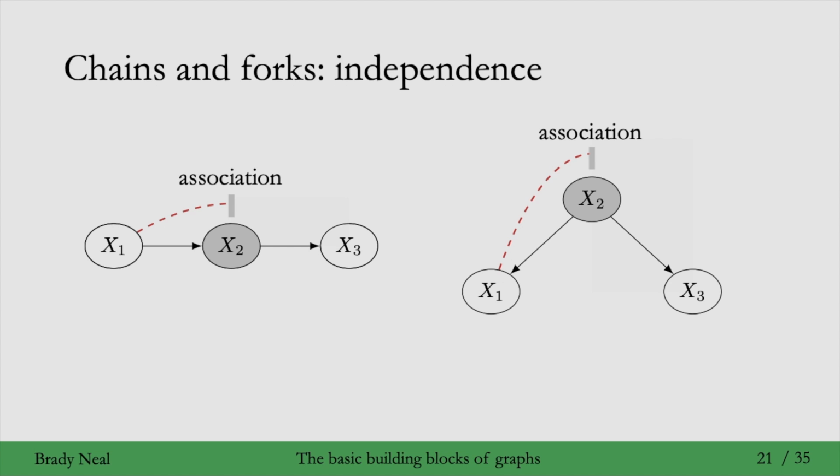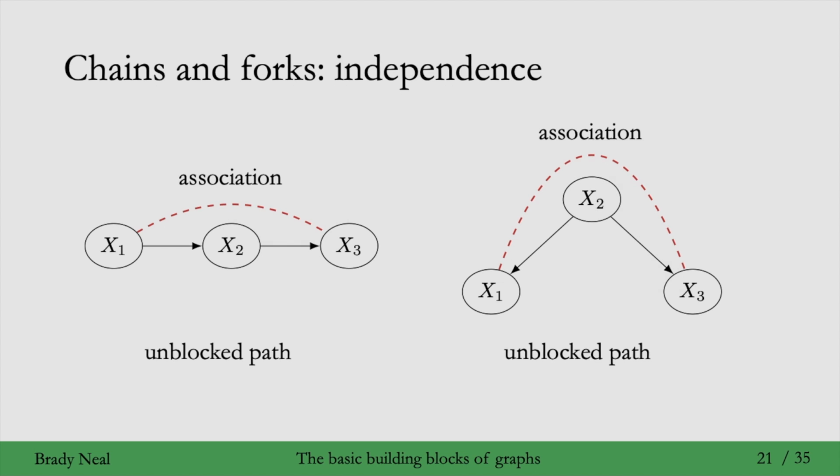Okay, so the term that I've been using here is blocked path, and that's a very important term that we'll be using throughout this course. Similarly, when a path is not blocked, so when we don't condition on x2 in these graphs, then we have an unblocked path. This is when association is free to flow between x1 and x3. So in a blocked path, association is not free to flow, it is blocked.